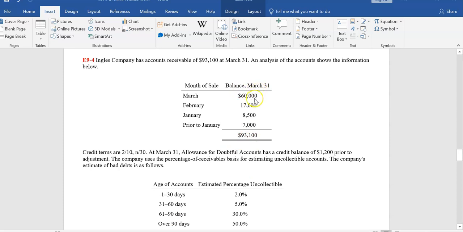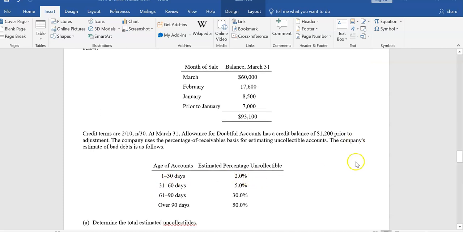We are in March, and what they have estimated is accounts that are between 1 and 30 days old, only 2% of them will be uncollectible. That means all sales that occurred in March on credit are 1 to 30 days old. We expect 2% of them to be uncollectible. Sales that occurred in February by the end of March are 31 to 60 days old.